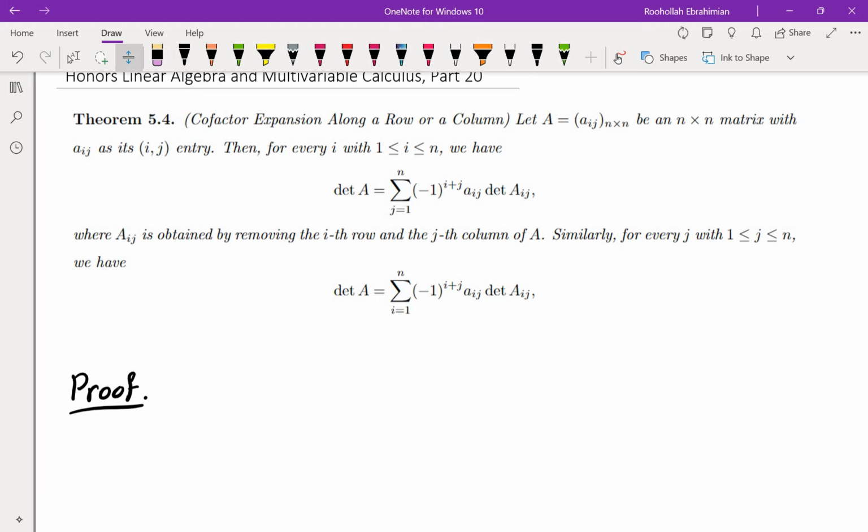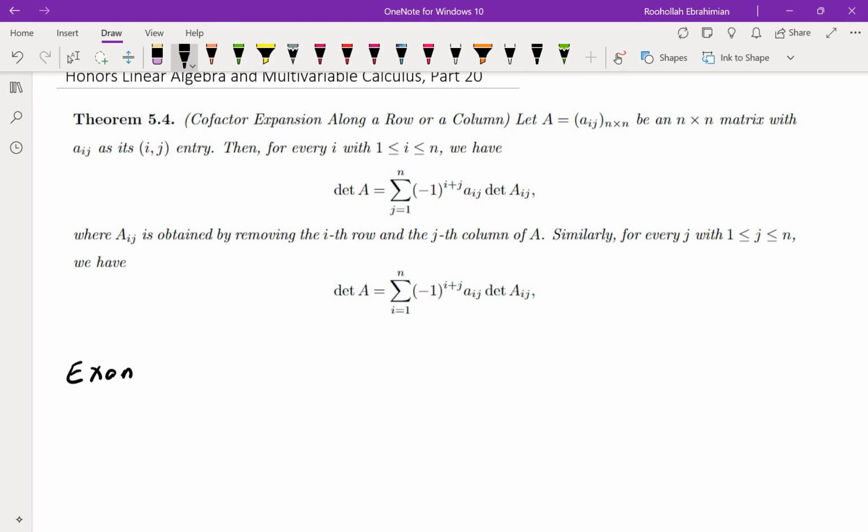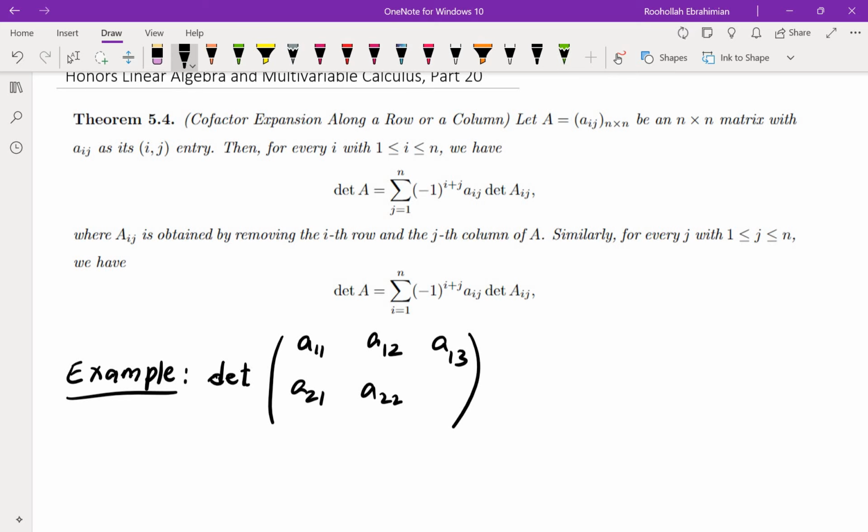Let me start with an example to see how cofactor expansion works, and then we will do the theorem in general. So here's an example. Let's say you want to evaluate the determinant of a 3 by 3 matrix: A11, A12, A13, A21, A22, A23, A31, A32, A33. And I'm going to do this cofactor expansion along the first row. So here is how it works.